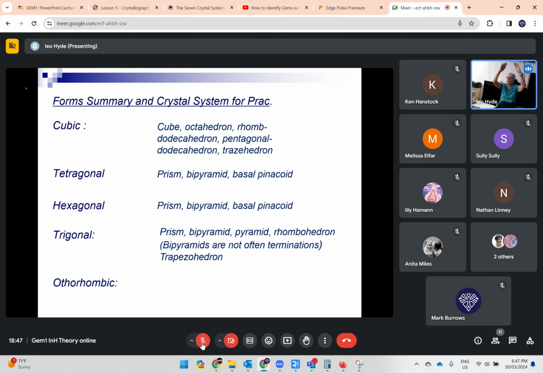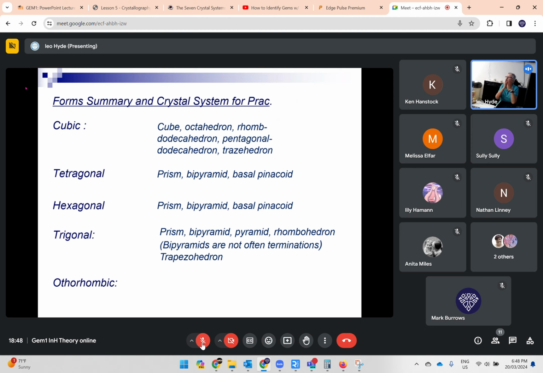And the top ones, because there's no thing up and down, they can't be bipyramids, and they can't be rhombohedra because there's only 3 sides. So they tend to call them trigonal pyramids, not bipyramids. So trigonal pyramid is just the one that's on its own, because there's no thing down below to make it a rhombohedra or a bipyramid. So they refer to them as trigonal pyramid. And bipyramids are not often terminations, but they can be in corundum, ruby and sapphire.